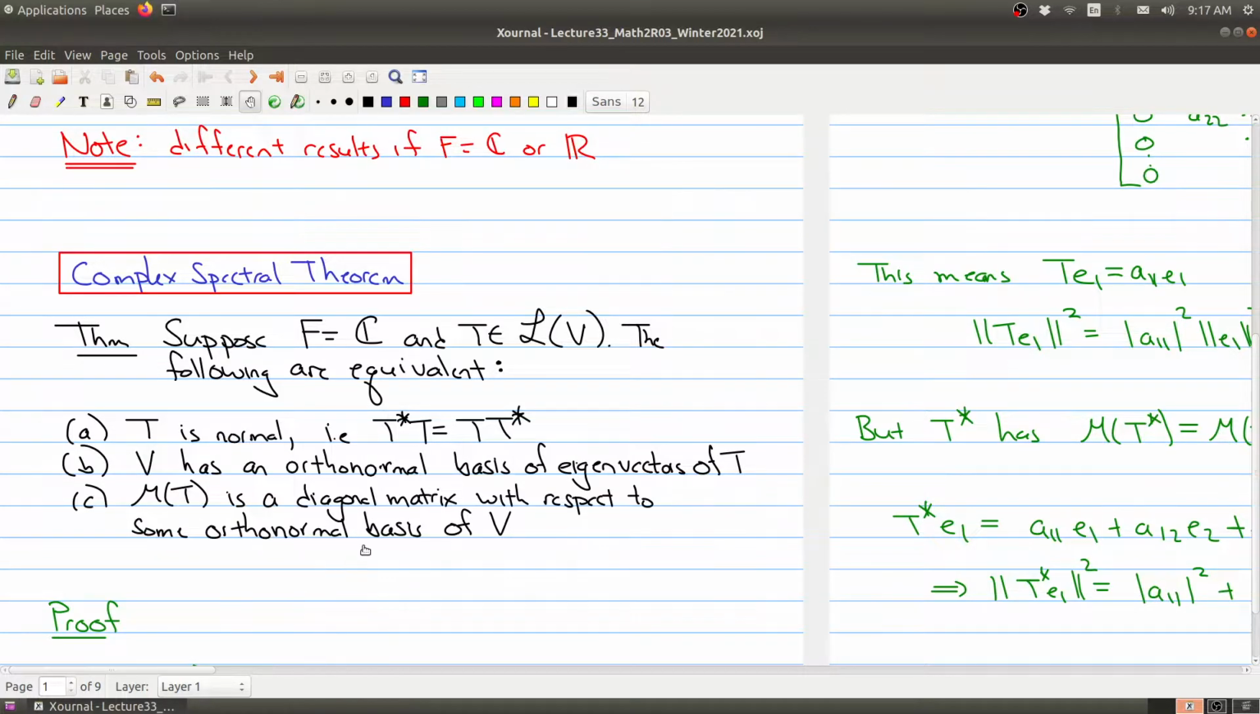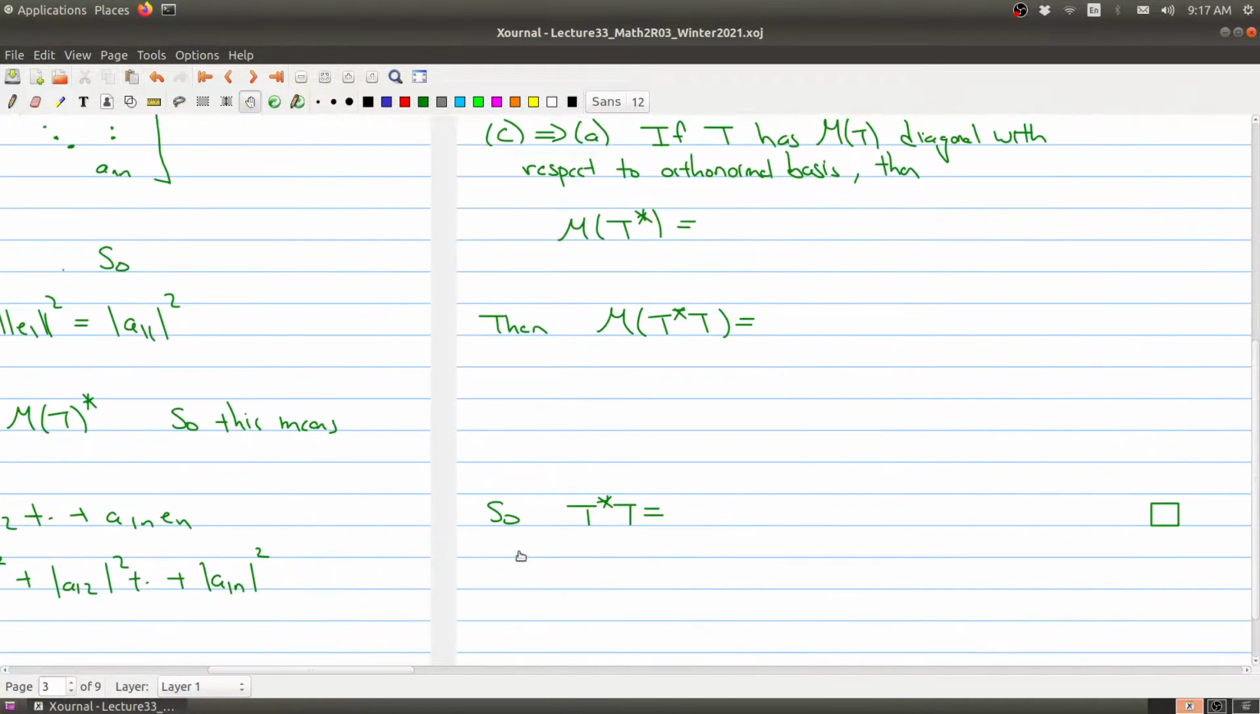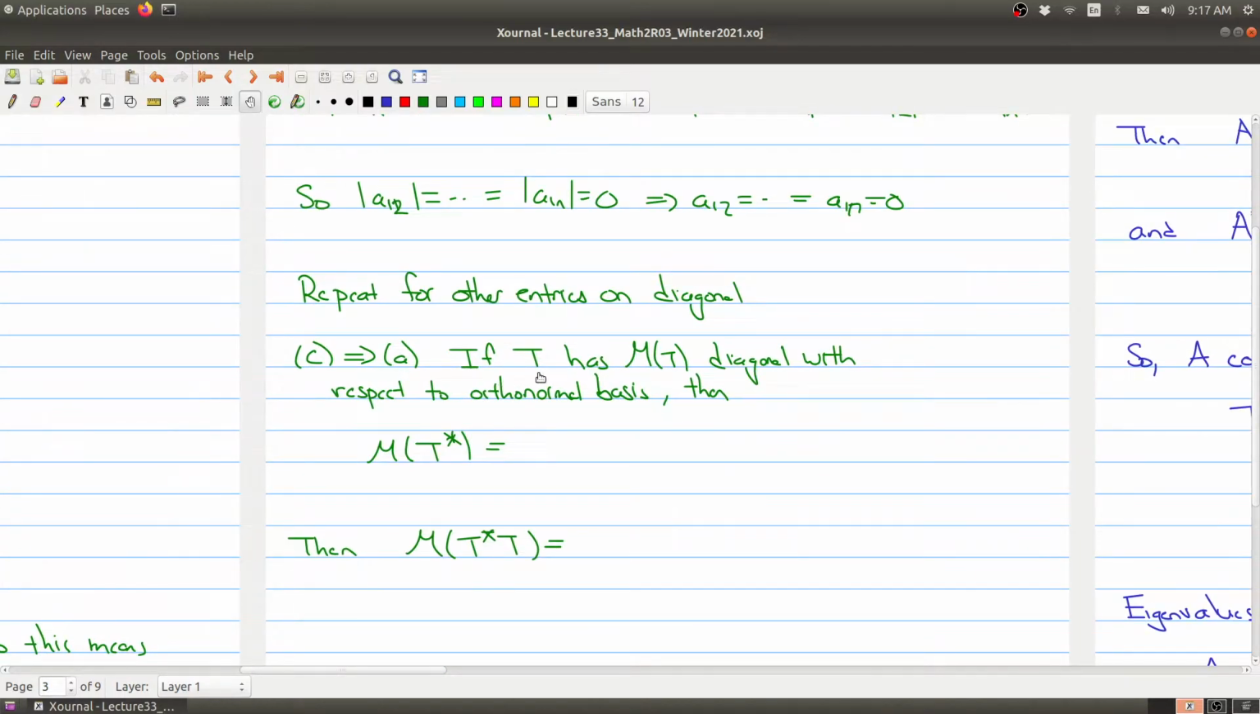So we want to show that if you had some orthonormal basis such that this matrix is a diagonal matrix, the operator is normal. Let's walk through the proof of that. If T has a diagonal matrix with respect to the orthonormal basis, then the matrix of the adjoint is simply the conjugate transpose of the matrix of the original operator T. And because this is a diagonal matrix, when you take the conjugate transpose, you get a diagonal matrix.